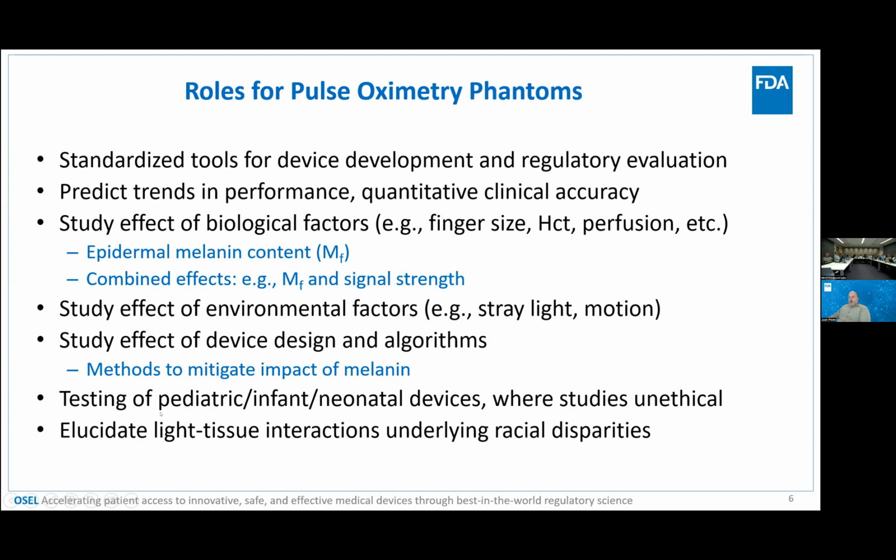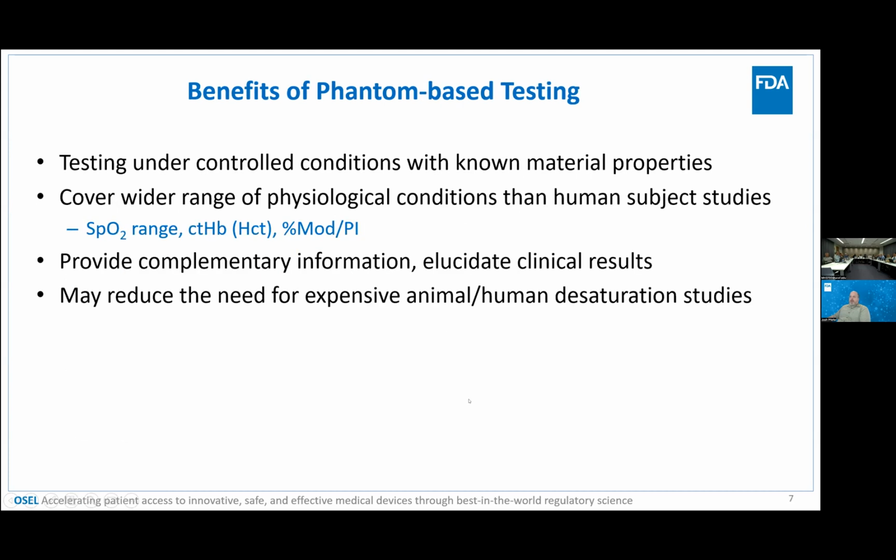I think Sandy mentioned earlier the idea of using phantoms as a way to test in regimes that are unsafe, like pediatric devices where healthy human subject studies are not performed. This might be an area where we can contribute to evaluating devices, and also just generally having a better understanding of light tissue interactions that underlie any sort of racial disparities in pulse oximeters and other optical devices. Some of the other benefits of phantom-based testing include the ability to test under well-controlled conditions with known material properties. We can cover a wider range of physiological conditions, as was alluded to before.